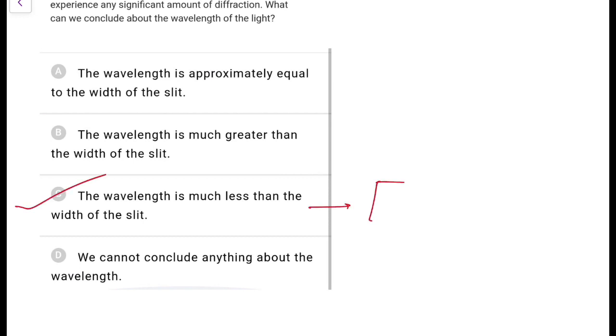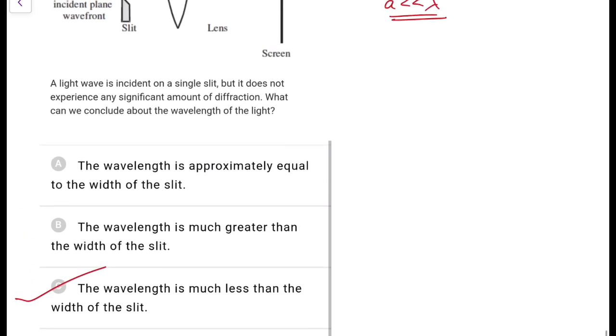Usually your room window is 4 or 5 feet, or maybe 1 foot something, and you have lambda which is around 600 nanometer. So you won't get diffraction, because as compared to the size of the opening, the wavelength is very small. So option C is the most appropriate.